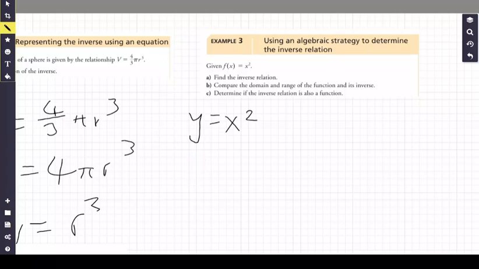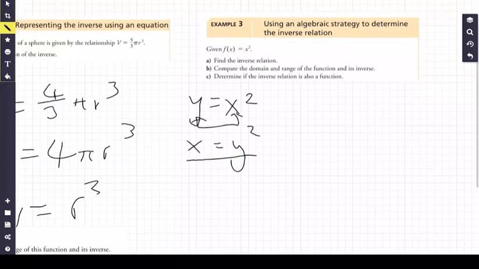X is equal to, right? And now what do we have? Because we just switched the position of the y. So we switched positions, right? This is what we did. Hope it makes sense. Now x is equal to y squared. And now if we want to isolate for y, y is equal to plus or minus square root of x. Right? We always want to add in the plus or minus. So now let's compare the domain and range of the function with its inverse.